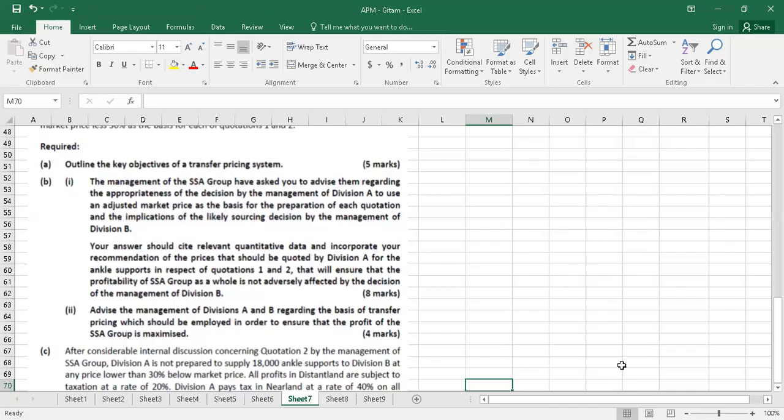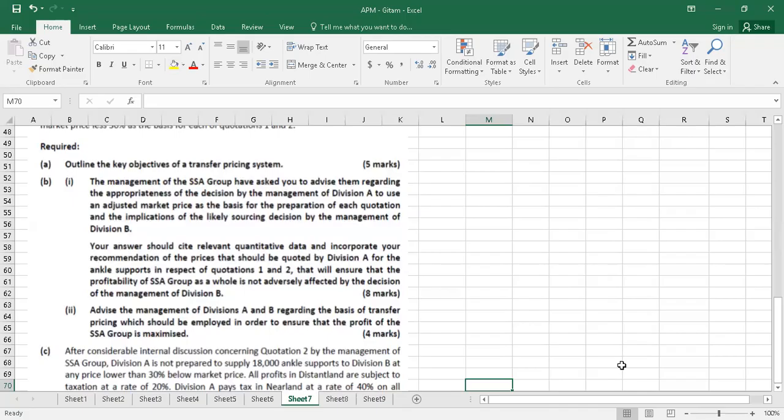But here, advise the management of divisions A and B regarding the basis of transfer pricing. So you need to explain what's the basis. So the basis will be, for quotation 1, surplus capacity, availability of surplus capacities. Quotation 2, for those 8,000 units, it is a production constraint. So you have to explain what those things mean. Okay, that's all. Just 4 marks are given.